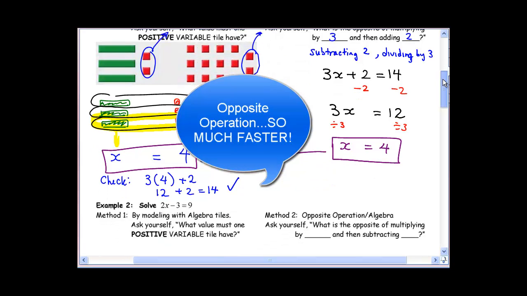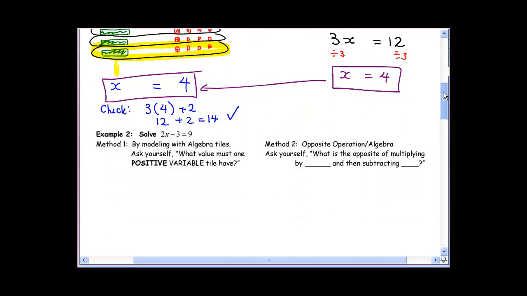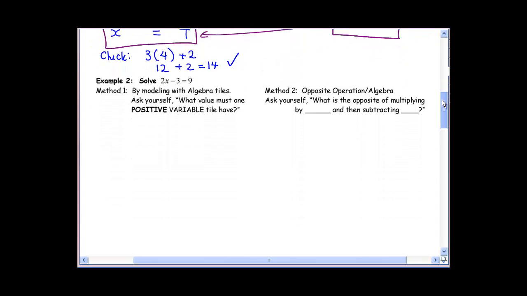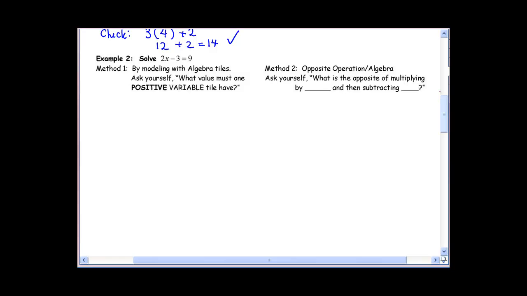Example number 2, same kind of idea. I'd like to see if you can actually do this yourself. So I'm going to ask you to pause the video and try on your own first. If you're stuck, then come and start playing the video again, and I'll be working on it here. But the goal here is to see if you can try it yourself first, because if you can do it without me, that's awesome.